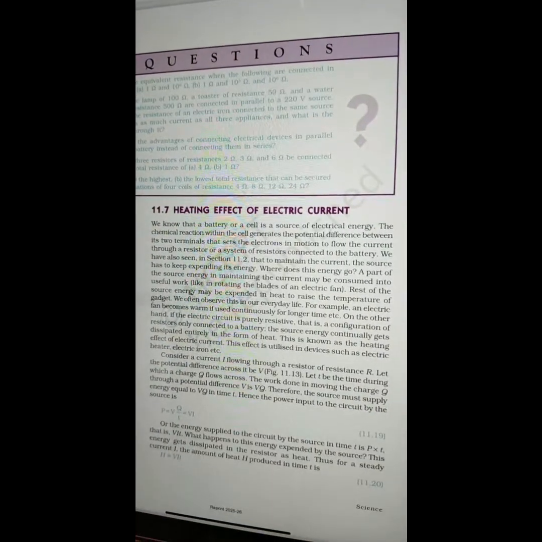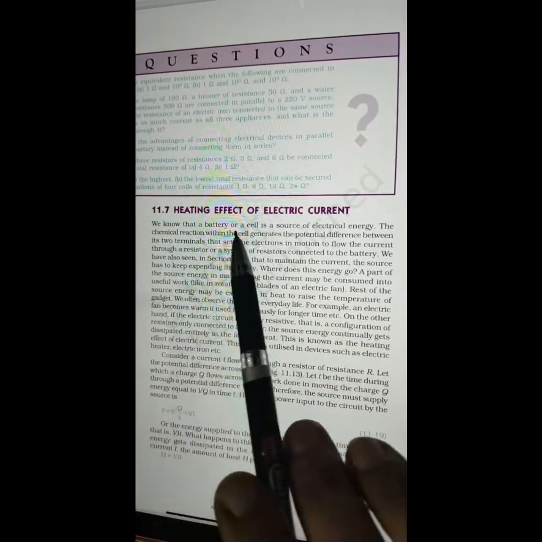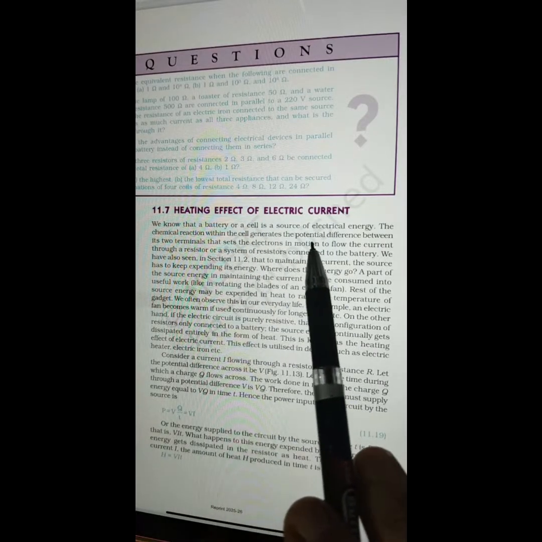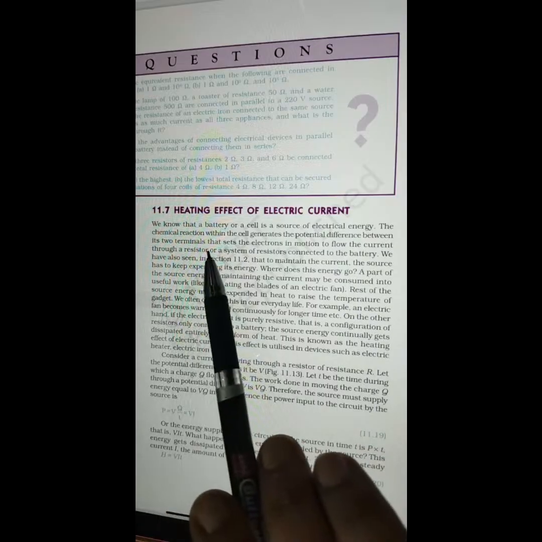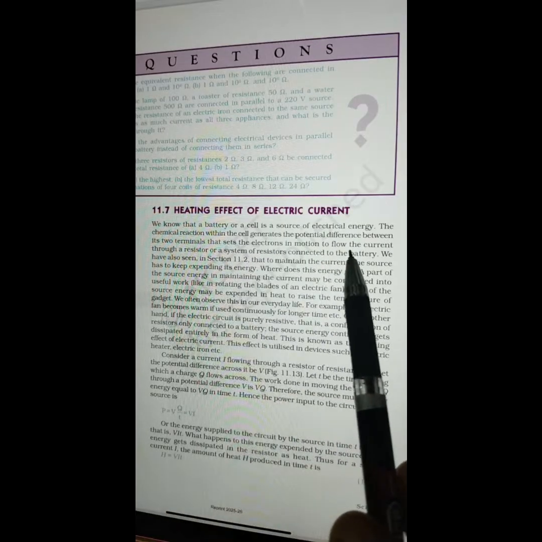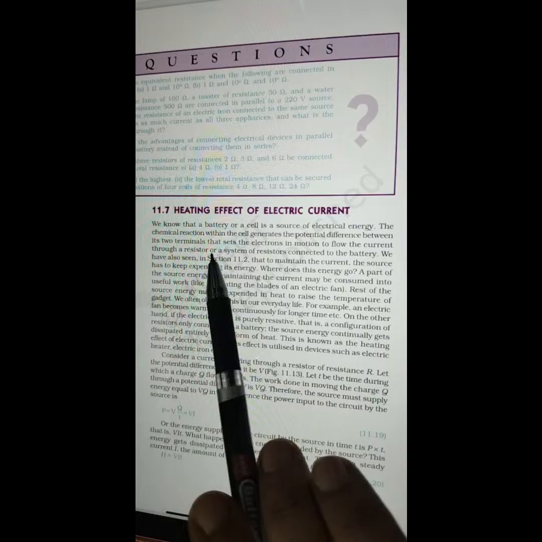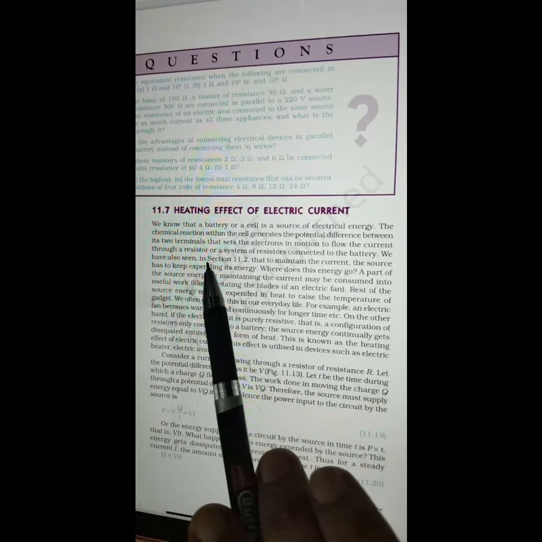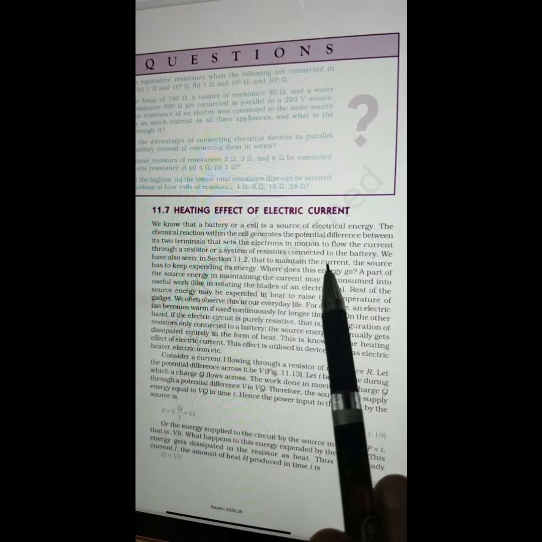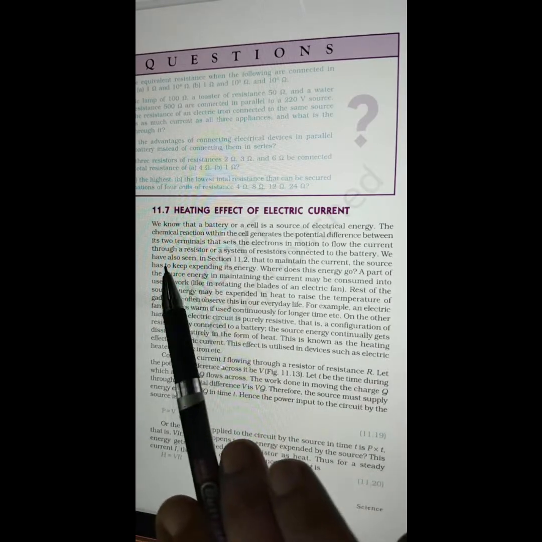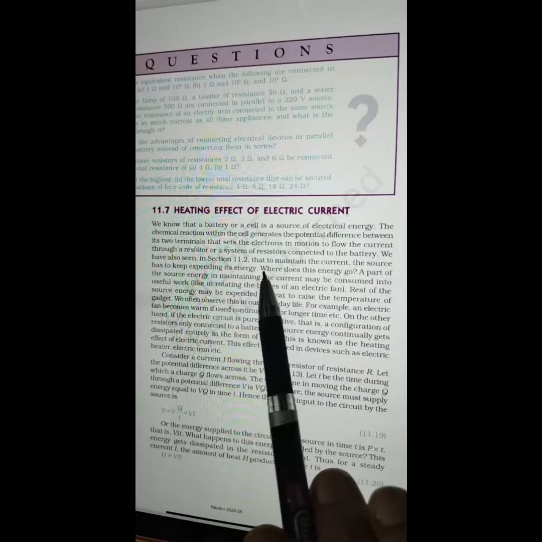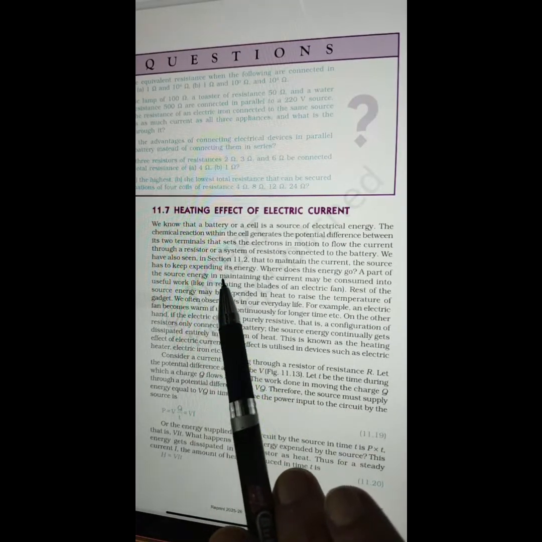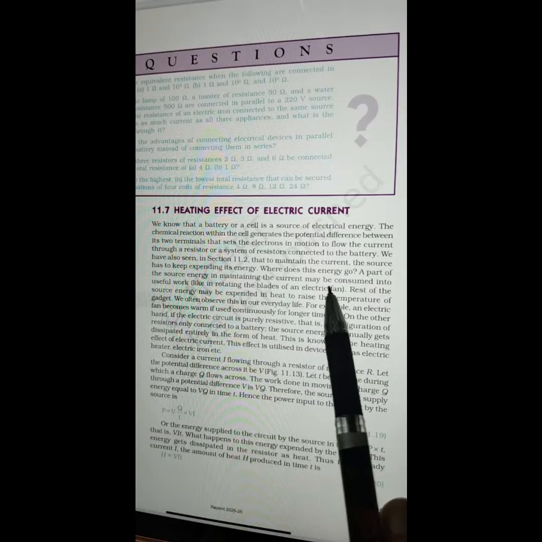11.7. Heating effect of electric current. We know that a battery or a cell is a source of electrical energy. The chemical reaction within the cell generates a potential difference between its two terminals that sets the electrons in motion to flow the current through a resistor or a series of resistors connected to the battery. We have also seen in section 11.2 that to maintain the current, the source has to keep expending its energy. Where does this energy go?